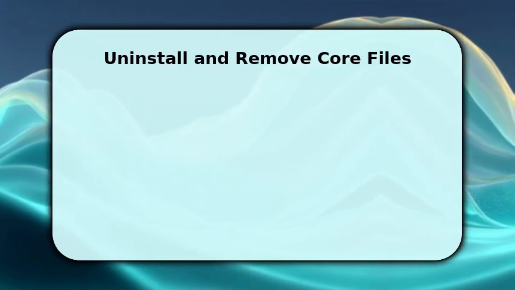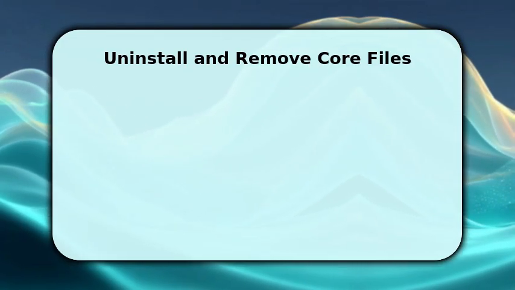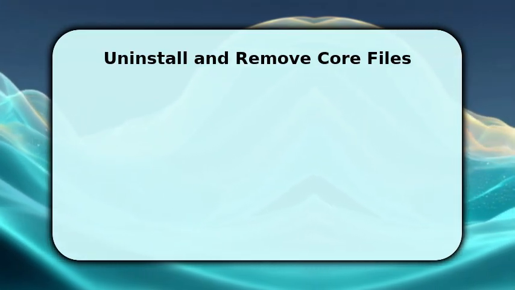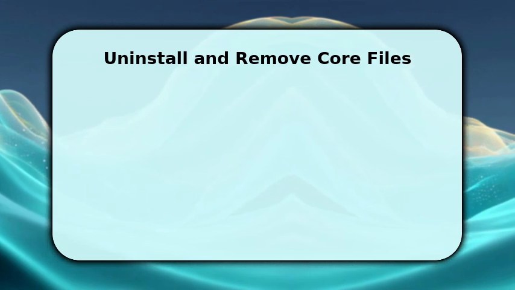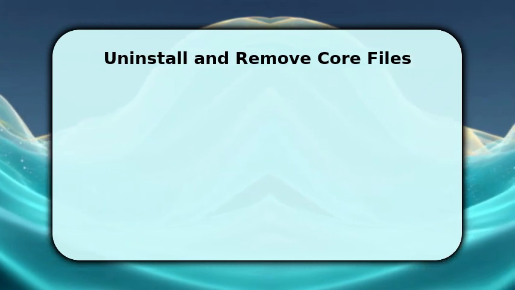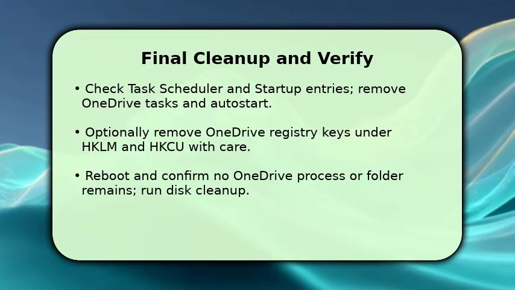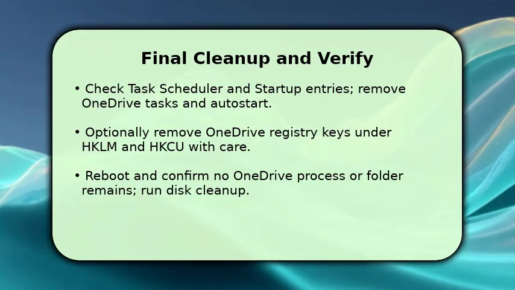For managed or domain machines, open Group Policy Editor and disable OneDrive for file storage so it doesn't reinstall. Finish by cleaning startup and registry traces and then verify. Open Task Scheduler and remove any OneDrive tasks, and disable any OneDrive entries in Task Manager Startup.